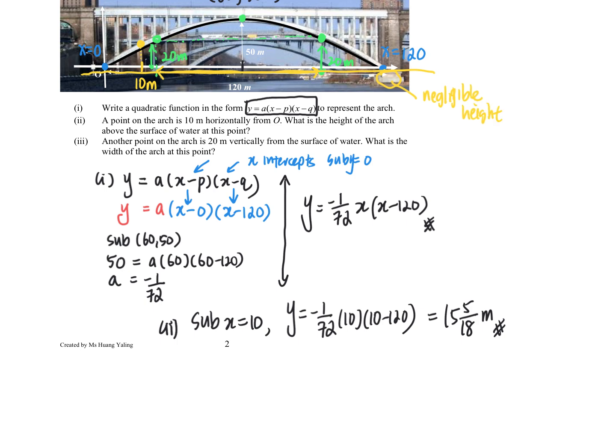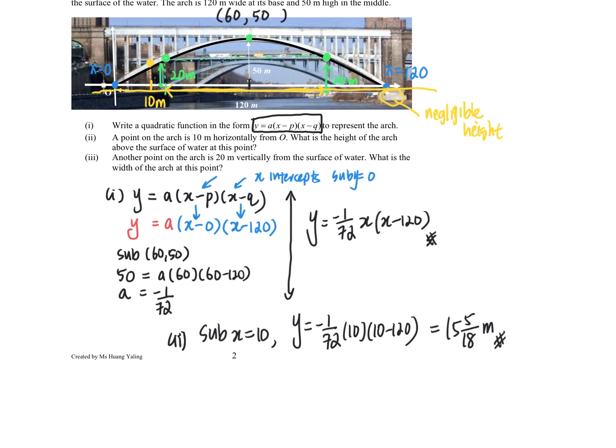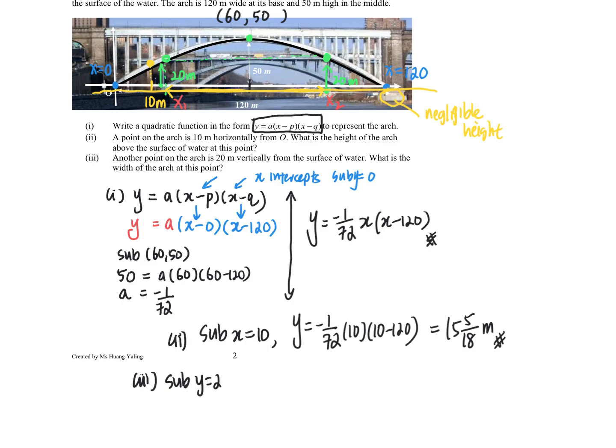So how can I find those 2 points of x? There's one x here, right? There's another x here. How can I find that? Sub what? Yes, so you sub y as 20. And then you try to solve it.